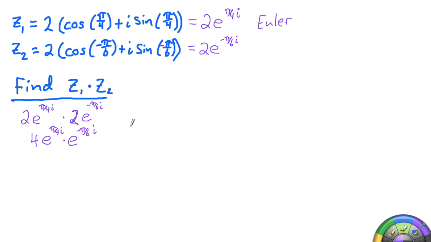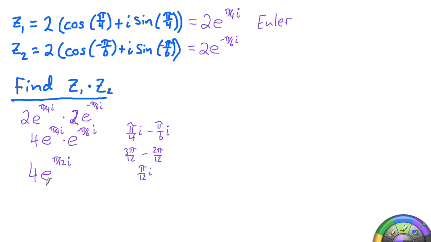So off to the side, all I have to figure out is what's pi over 4i plus a negative pi over 6i. So they have a common i term, so we can add them together. They just need a common denominator. So this one will be 3 pi over 12 minus 2 pi over 12, that is known as just a single pi over 12. So the power is going to become pi over 12i. So the new number would be 4 e to the pi over 12i.